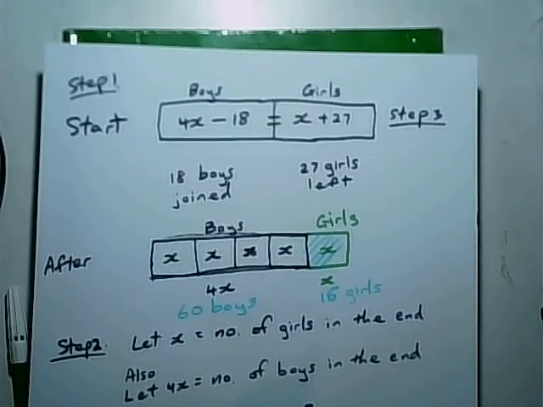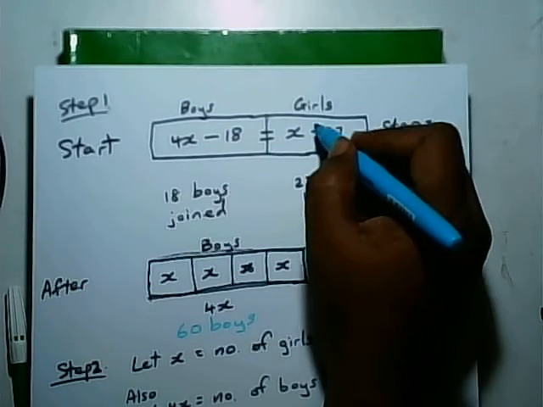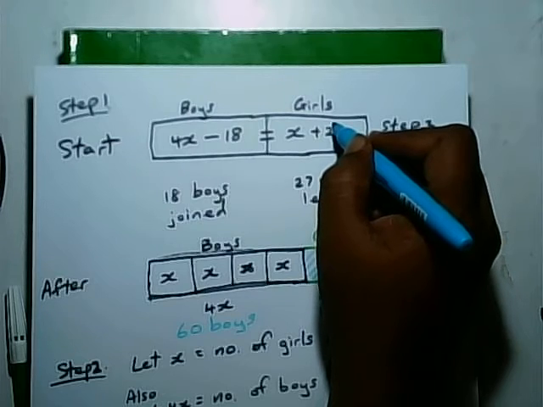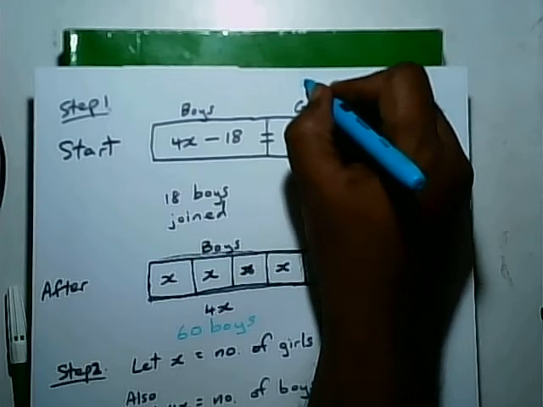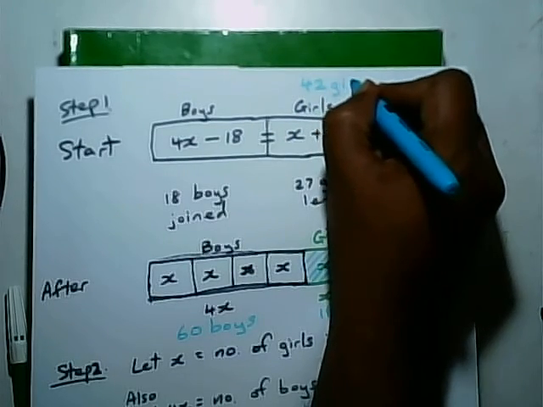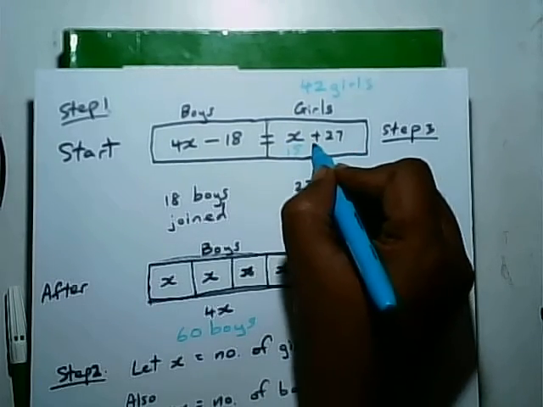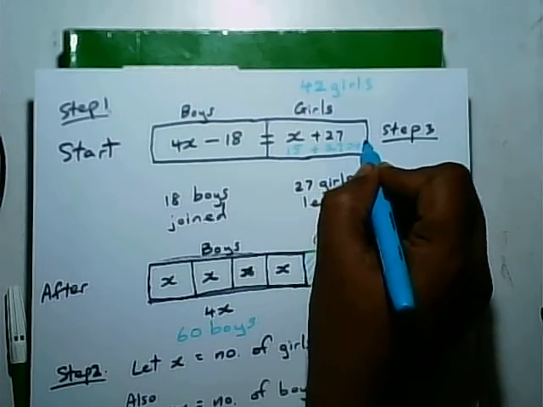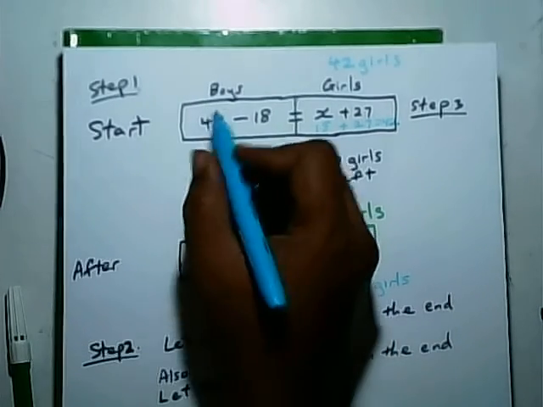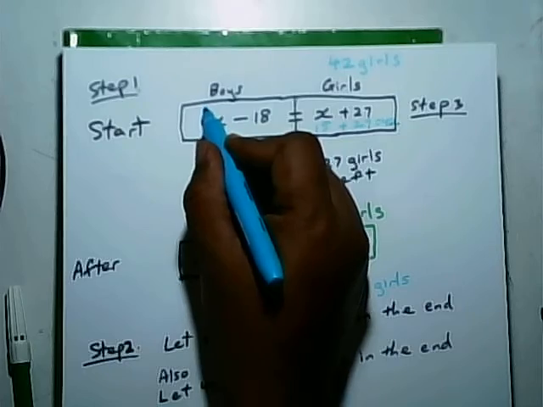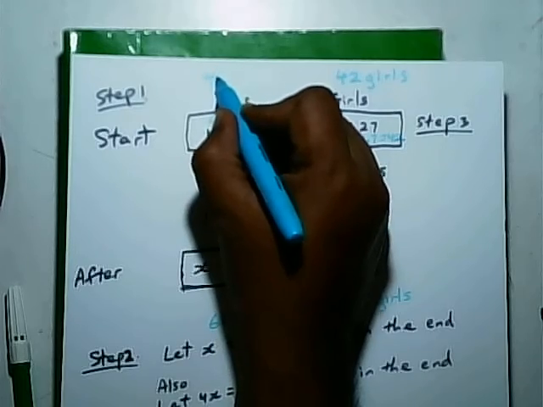Alright. And now if X is 15, what we have here is 15 and 27. 15 and 27 will give you 42. 42 girls. That is 15 add 27 equals 42. And here, if X was 15, 4 times 15 is 60. 60 take away 18 will give you 42 boys.